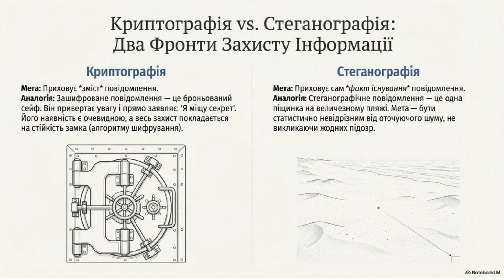Cryptography hides the content of a message, making its existence obvious, like a locked safe. Steganography, on the other hand, hides the very fact of the message's existence, making it statistically indistinguishable from surrounding noise, like a grain of sand on a vast beach.